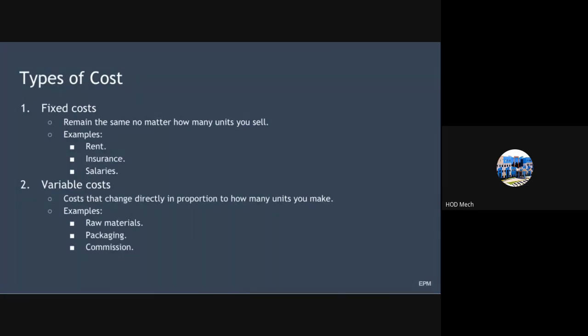So for example, if your business is successful and you decide to move to a bigger office and hire more people, then your rent and salary bill will increase. The other cost we have to think about is variable costs. These are the costs that change directly in proportion to how many units you make. So examples include things like raw materials, packaging, commission, delivery costs, and your piece labor rate.